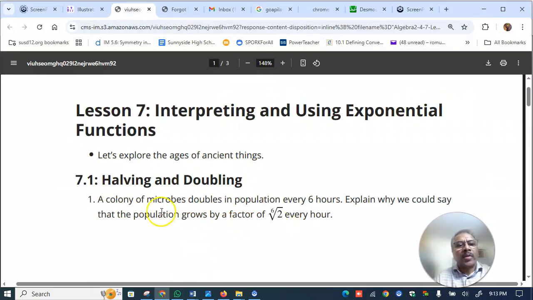The first question is: a colony of microbes doubles in population every 6 hours. Explain why we could say that the population grows by a factor of the sixth root of 2 every hour. I want you to pause this video and see if you can figure it out in your notebook.